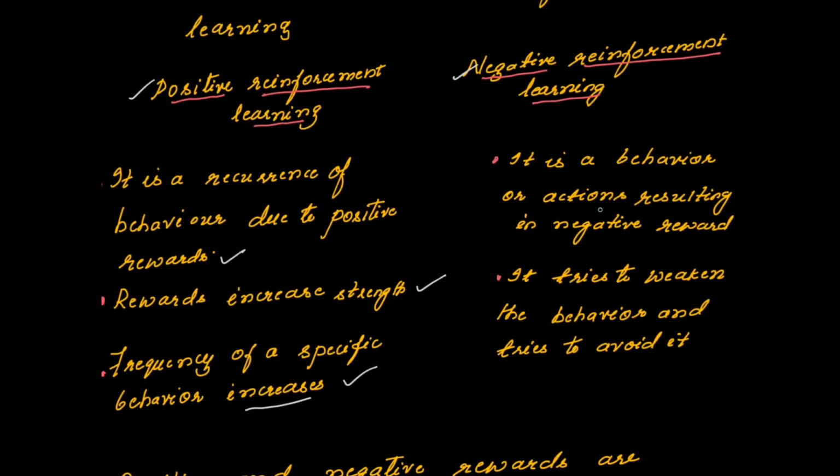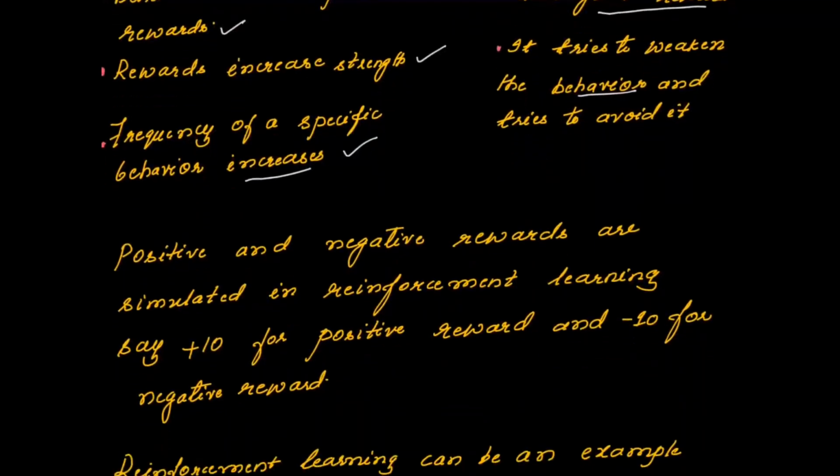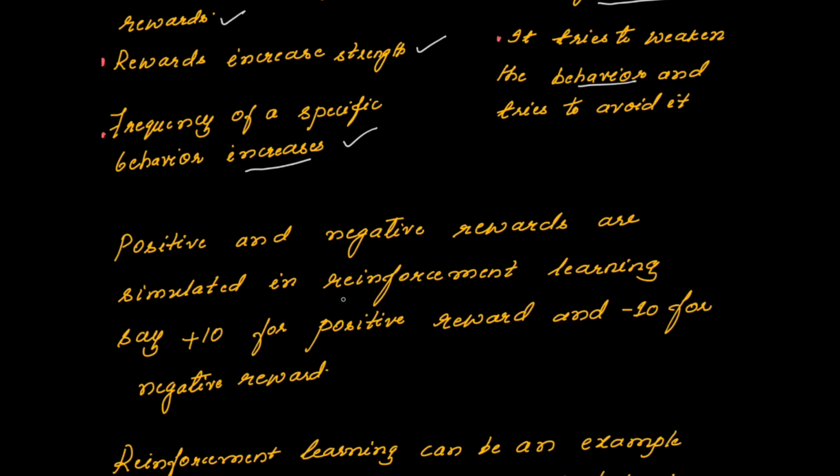Whereas negative reinforcement learning is where behavior or actions result in a negative reward. For all the wrong actions taken by the player, it is going to get a negative reward, and this will definitely weaken the behavior, and next it will try to avoid it. Positive and negative rewards are simulated in reinforcement learning by plus 10 and minus 10. Here, just for example, I have taken plus 10 for positive reward and minus 10 for negative reward, but it can be different values also.